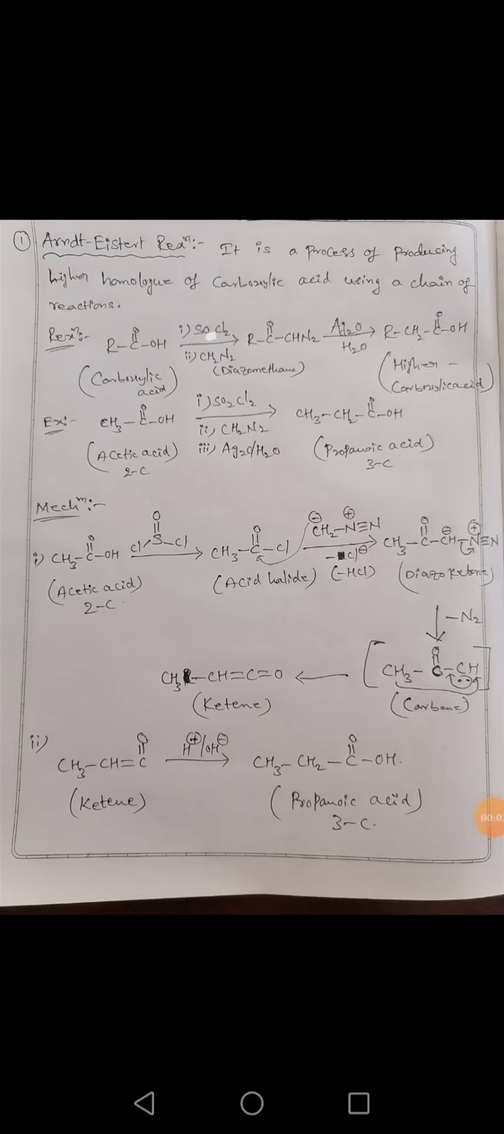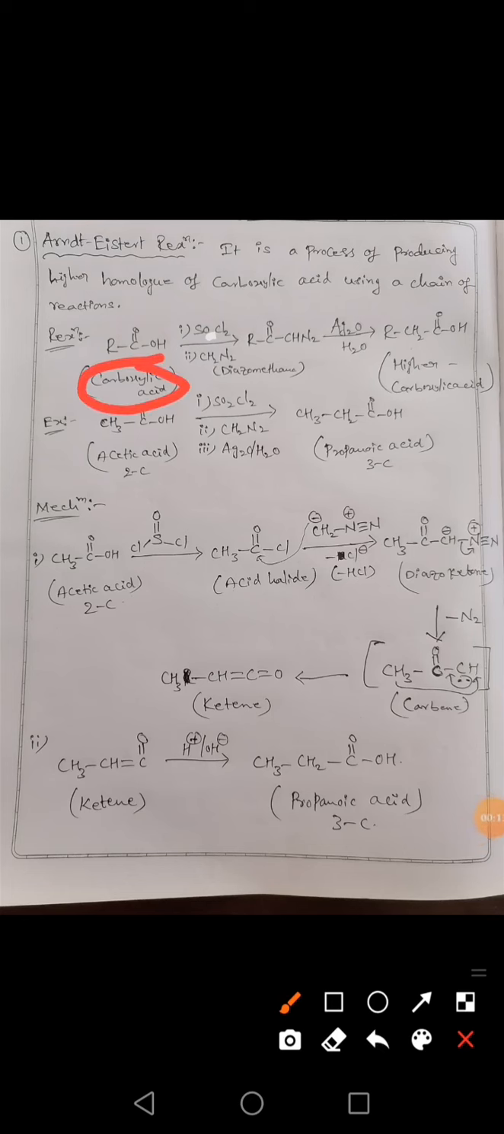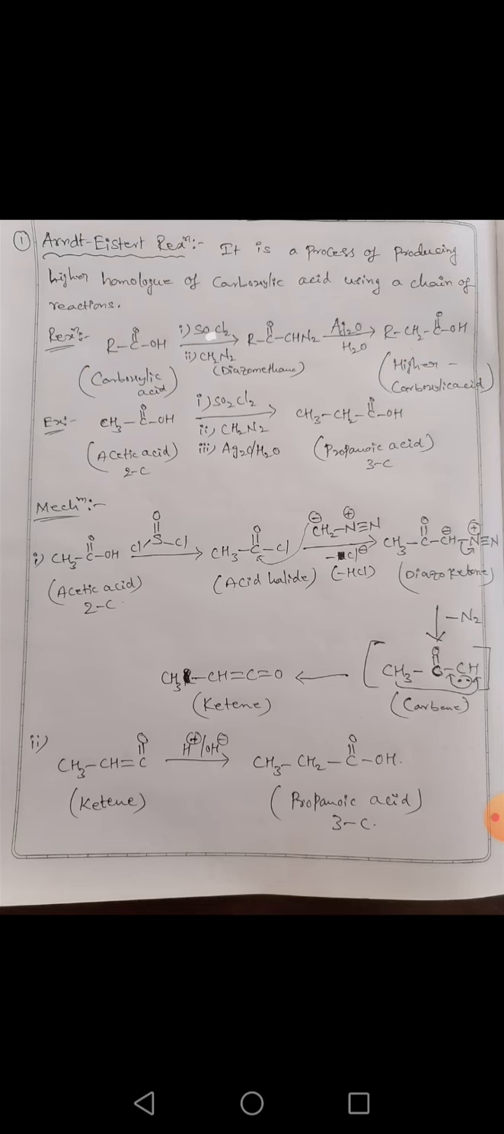Today we are going to learn about the Arndt-Eistert reaction. It is a very important one. The Arndt-Eistert reaction converts smaller carboxylic acids to higher carboxylic acids. See here, it is converting smaller carboxylic acids to the higher carboxylic acid.